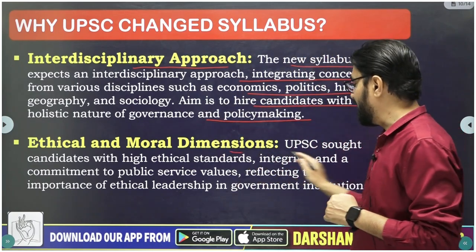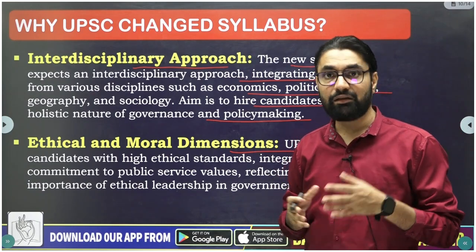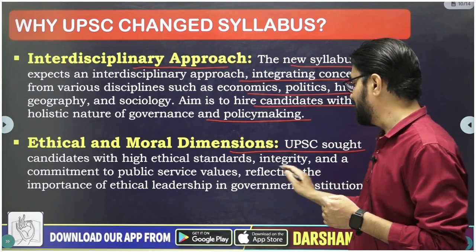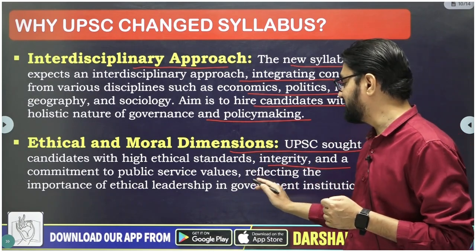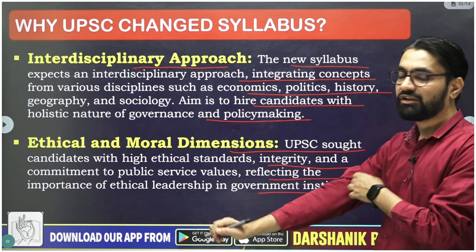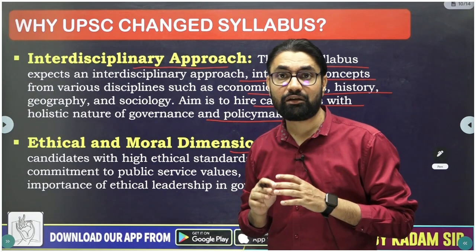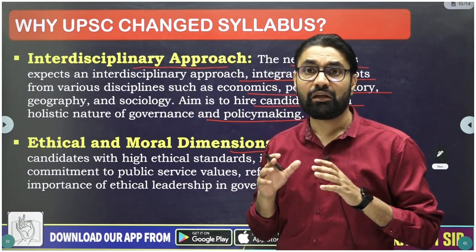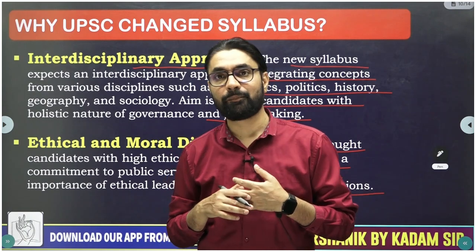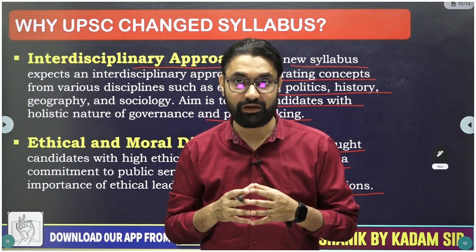And then ethical moral dimensions, that is quite clear. That's why they added the ethics paper separately in your syllabus. Okay, so the candidates with high ethical standards, integrity and commitment to public service values, reflecting the importance of ethical leadership in government institutions. So clear-cut focus on ethical moral dimension. They clearly don't want the old bureaucracy, the 'mai-baap sarkar' mentality, the master mentality bureaucracy. They want bureaucracy with civil service orientation.